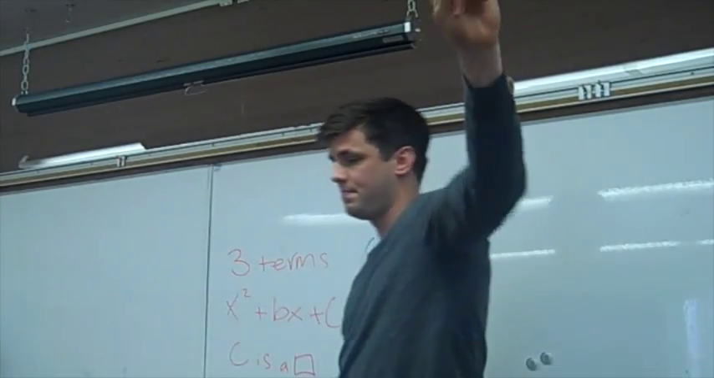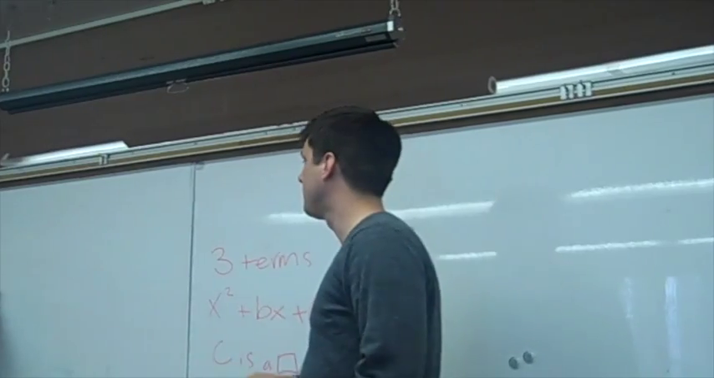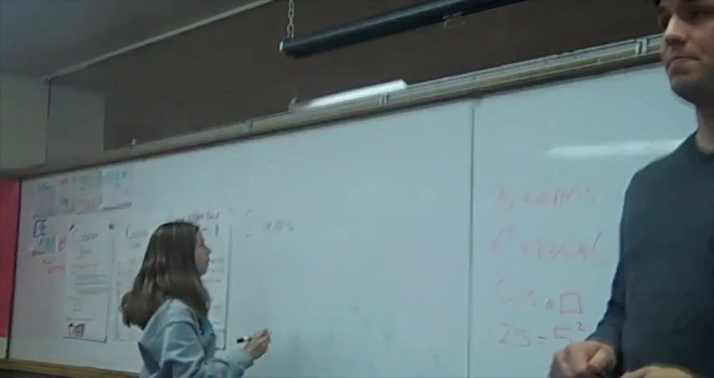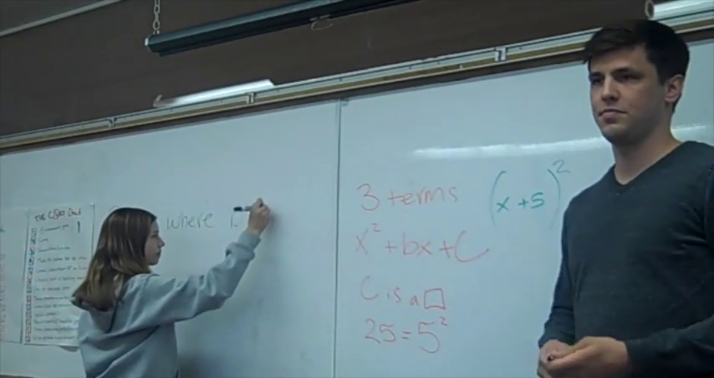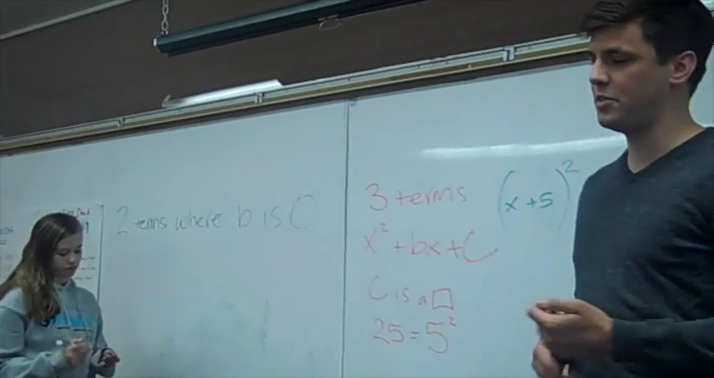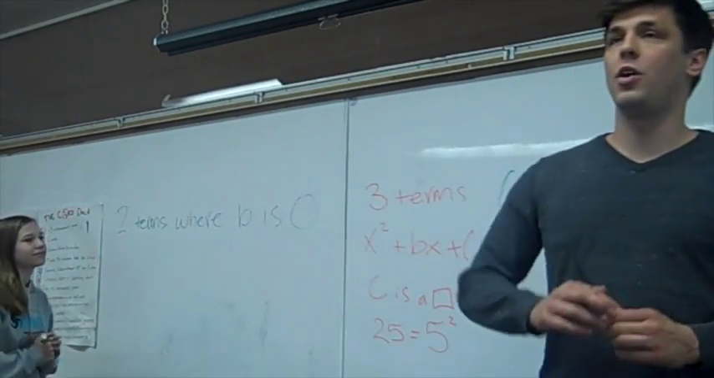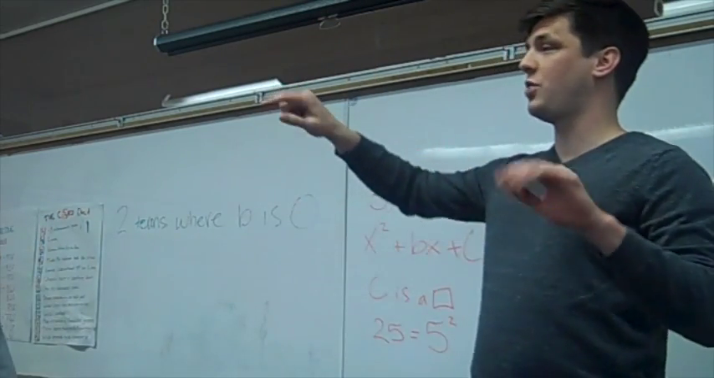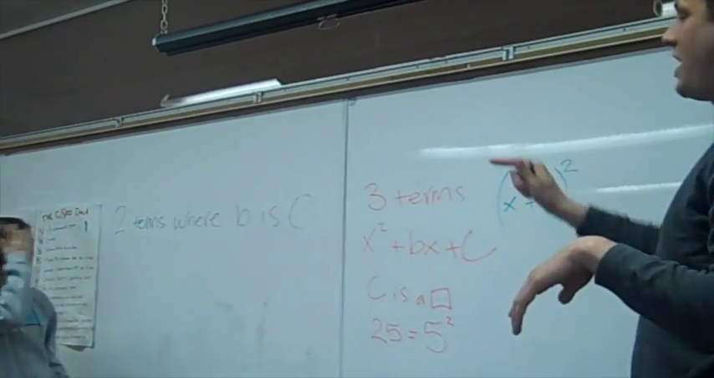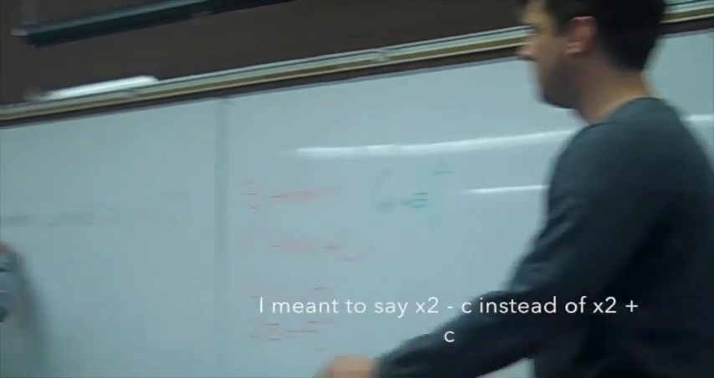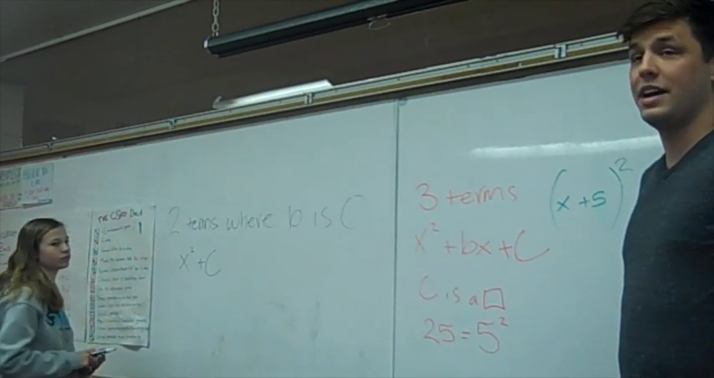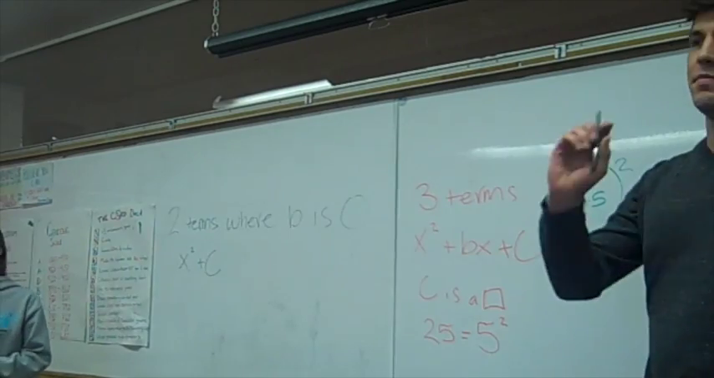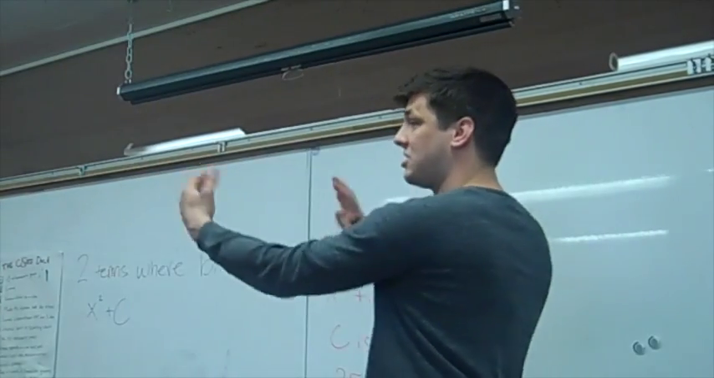Two terms, where b is 0. Before, I wrote x squared plus bx plus c. In this one, you're going to write x squared plus c. The bx is missing. Why is the bx missing? Because 0 times something is always 0. When b is 0, that whole bx term is going to disappear.